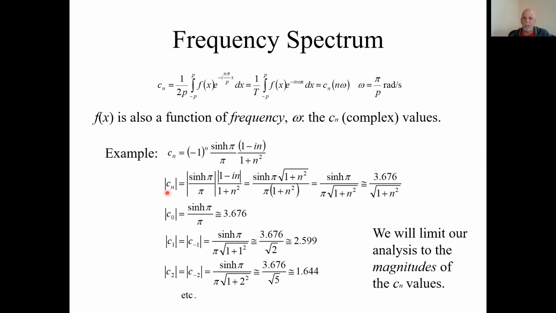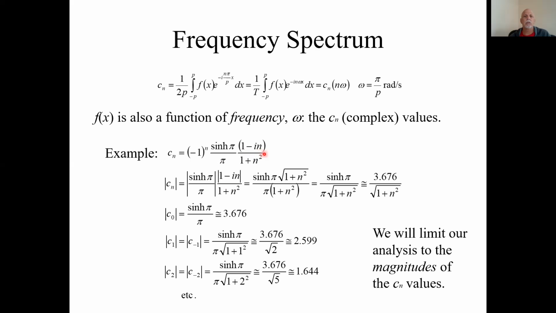Well, let's compute the magnitudes for the various c sub n's. For one thing, the magnitude of this thing is always 1. Sinh pi over pi is a real number, so its magnitude is just its absolute value. And in fact, they're both positive, so it's just sinh pi over pi. Now this part, the denominator, 1 plus n squared, n is an integer, so that's always a real number. So its magnitude, it's positive, so its magnitude is just itself.